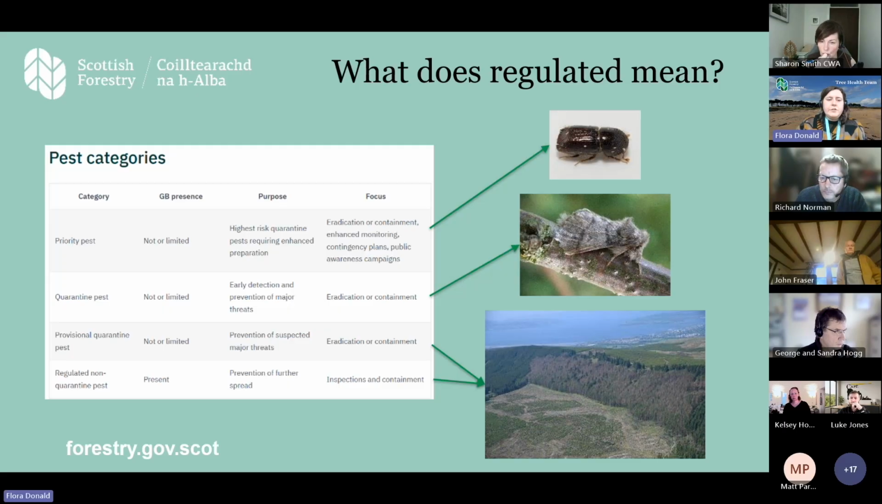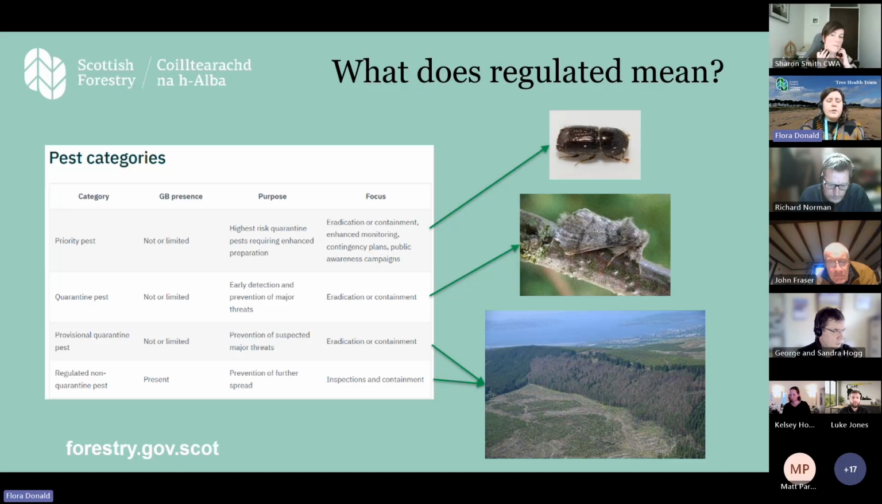And then the final two classifications are pests or diseases that are more likely to have some presence in GB. So a provisional quarantine pest is usually for things that are newly arrived and we don't really understand enough about the biology. As a precautionary measure, we're trying to eradicate or contain while we also conduct further research to understand what the implications and the impact of that pest or disease population is going to be.